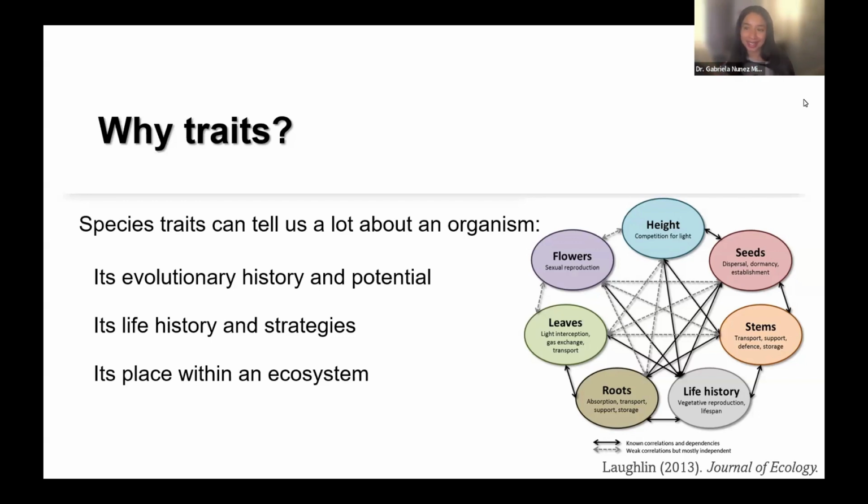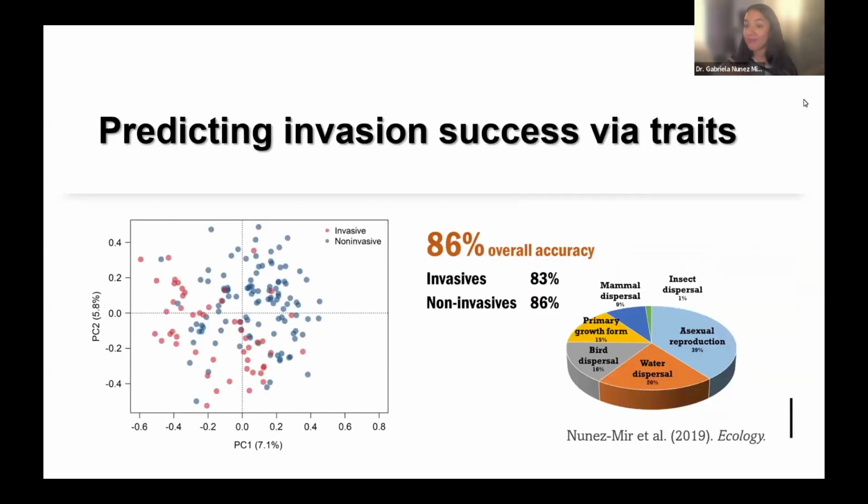And we're very excited to use it and see how many fun findings we can derive using that framework. So speaking about these fun findings, during my PhD, and this is how I got started with species traits, we were able to create a model just using 6 traits that was able to identify invasive non-native woody species.